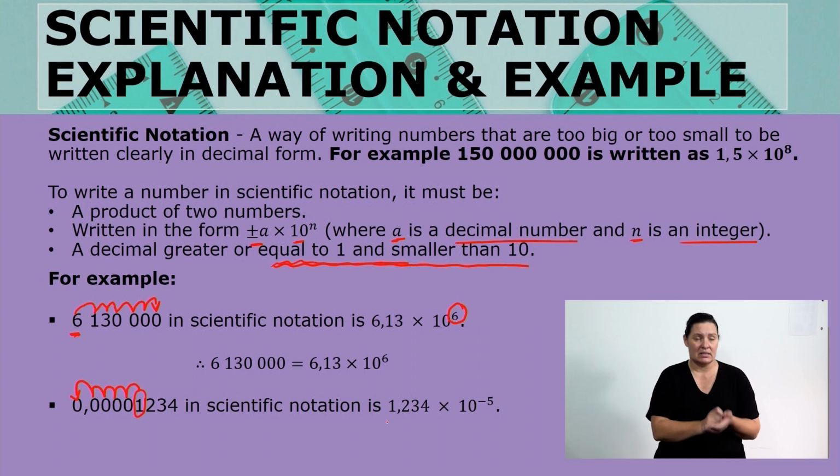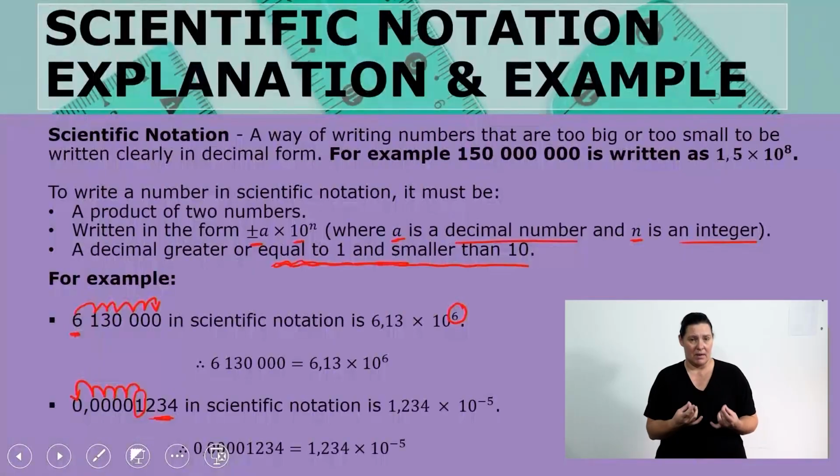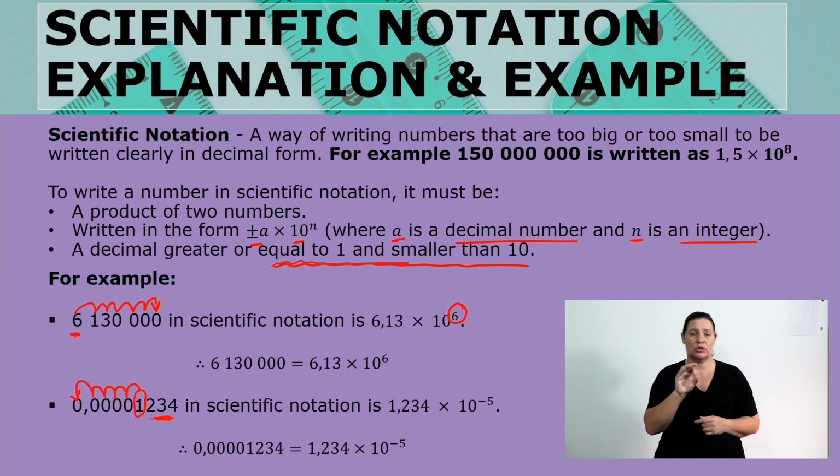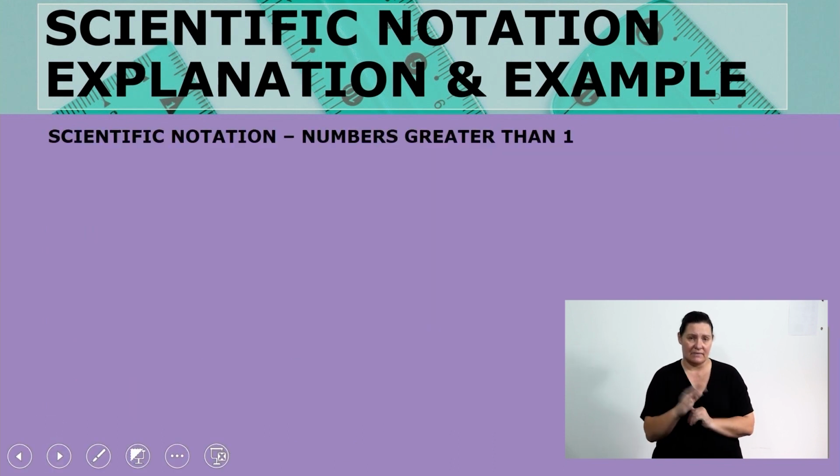We are going to write it as 1, comma, see the 1 is there in the ones position, comma 2, 3, 4. The 2, 3, 4 are the rest of the numbers that appear there. And it is going to be multiplied by 10 to the negative 5. And we are using a negative exponent because we are moving to the left. So it means that our number is now going to be 1.234 multiplied by 10 to the exponent negative 5.